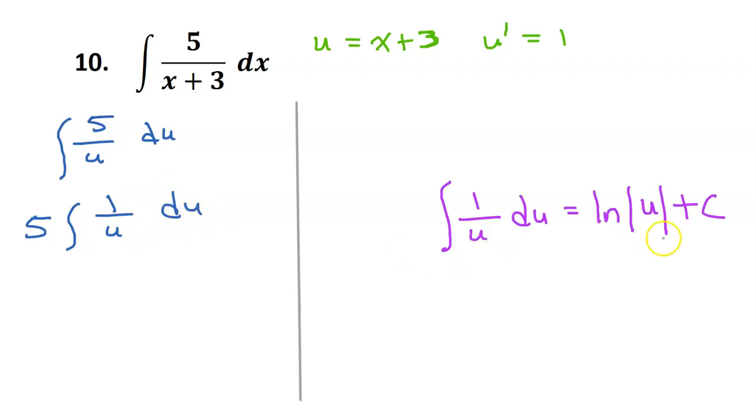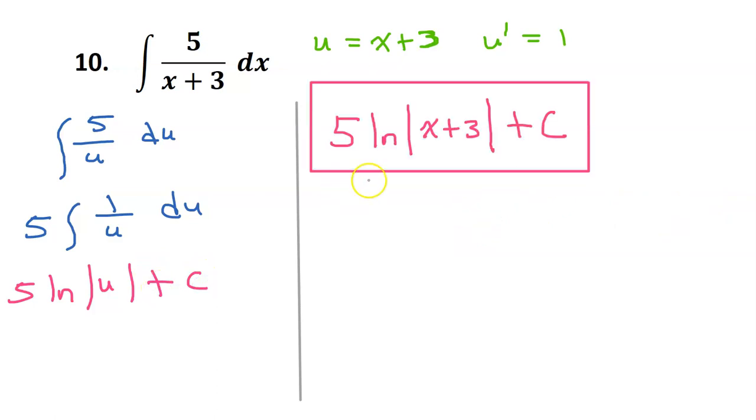Here is a rule that we have memorized. The integral of 1 over u du is equal to the natural log of the absolute value of u plus c. So that's what's happening here. So we will have the 5, we're bringing down the 5, but then natural log of the absolute value of u plus c. Putting x plus 3 back in for u, we have the final answer.